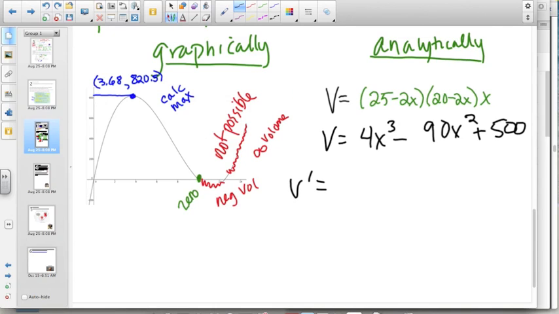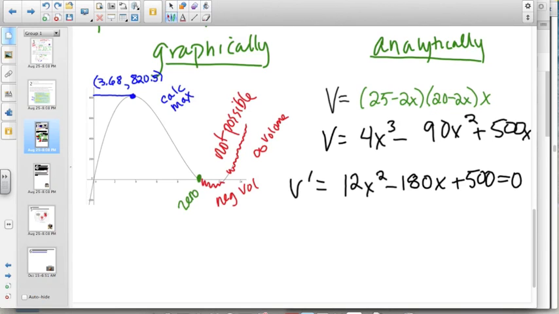So our first derivative is what? 12x squared minus 90x. Oh, wait, 180x. Good catch. Plus 500. And I forgot to write an x there. Sorry about that. And that equals 0. Can we factor this? It's not easily factorable. In fact, at this point, it's a quadratic formula.